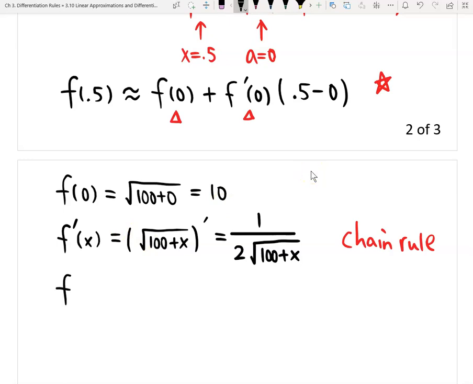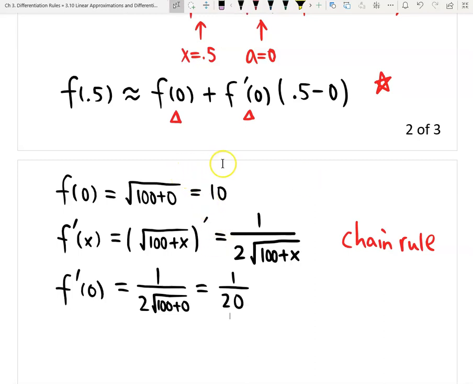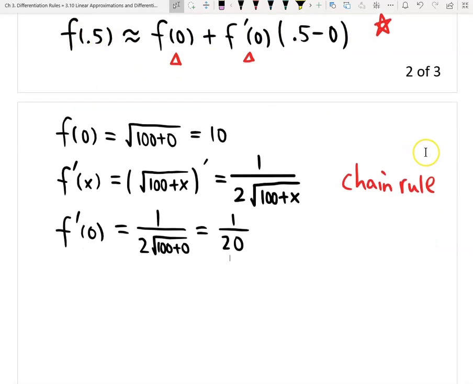So the derivative at 0 equals 1 over 2 times the square root of 100 plus 0, which is 1 over 20, right? Now everything is set up. I'll plug back into this formula, and then we will get what we need.